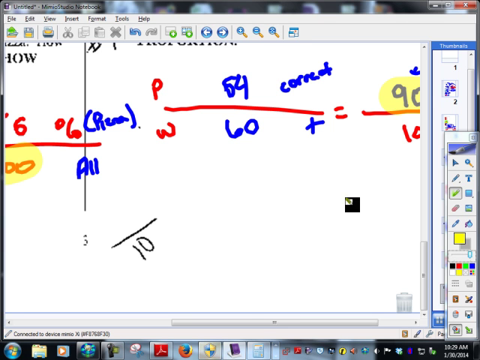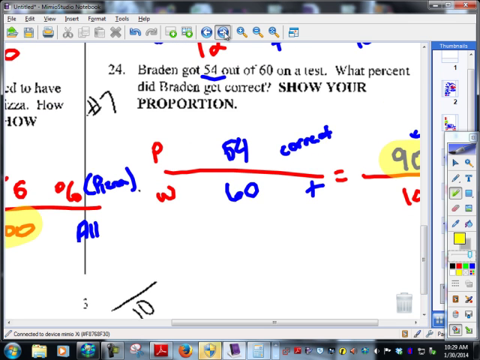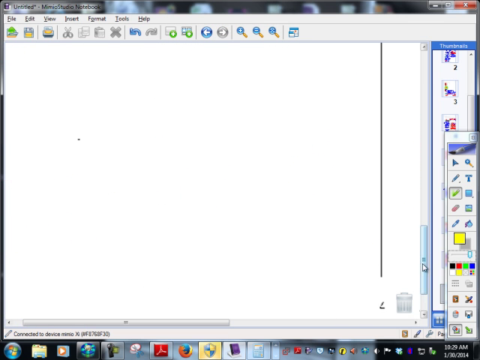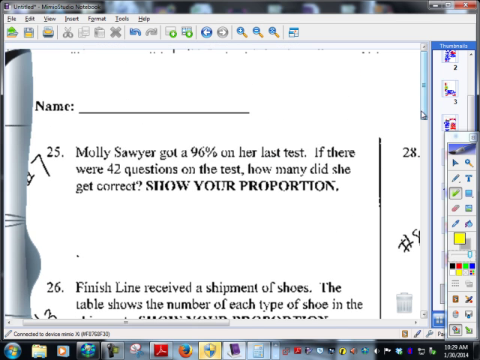I think it's learning target number 7. Wait, if you miss two, wait. You can only miss one. If you miss one, you get a 90%. No, you missed one.